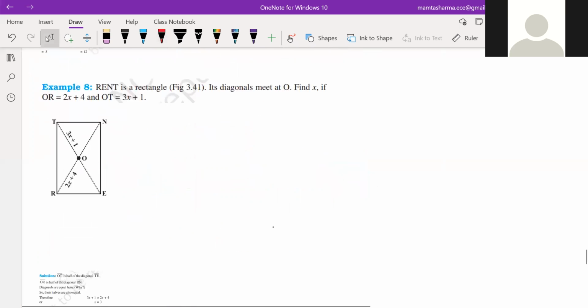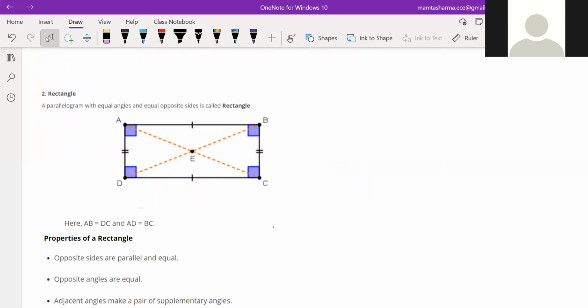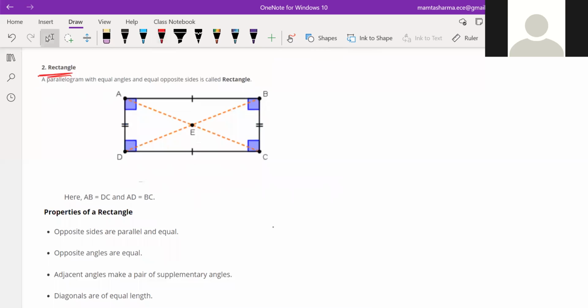Okay. Now, rectangle. Rhombus is done. Now see, what is a rectangle? Rectangle is also a parallelogram, with equal angles and equal opposite sides. All the angles will be equal. That is the main property. All the angles would be equal and opposite sides will be equal. Opposite sides are equal, as we say in a parallelogram also opposite sides are equal.